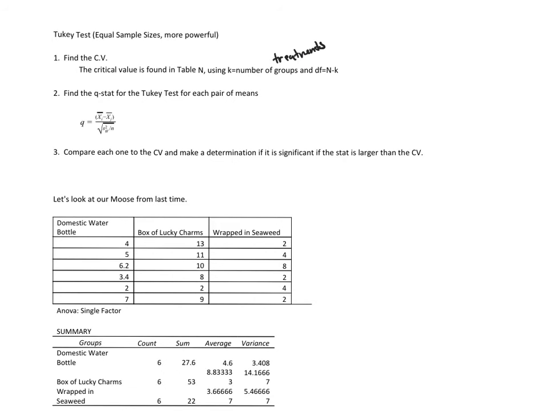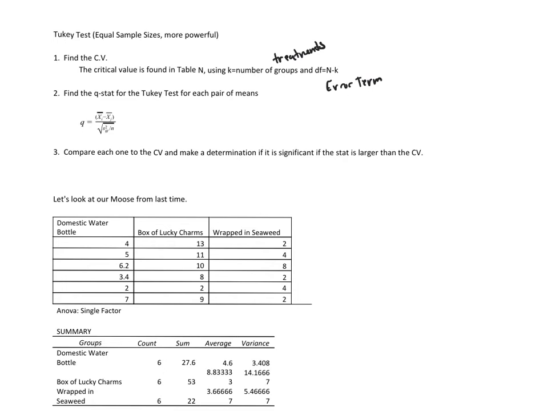And then your other degree of freedom, which is sometimes called the error term, is the number of total terms, big N, so you'll add up each group all together, minus K, which is the number of treatments. So it's very similar to the Scheffé test. We'll have this critical value, and then we will find the Q stat.